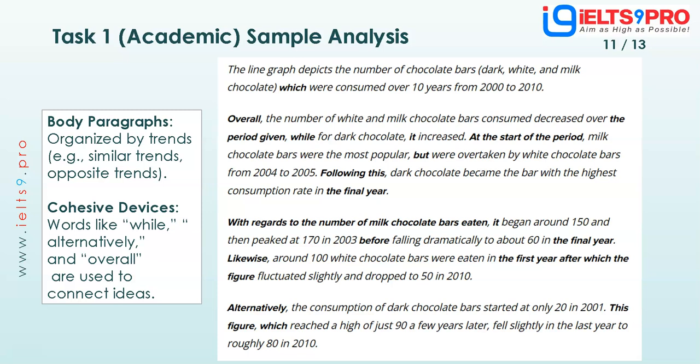Overall, period given, while it increased at the start of a period, but. So we've got all these different ones here. We've got pronouns as a substitute, you've got contrast words, you've got sequencing words, final year, so you don't have to keep saying 2010 or whichever year. With regards to, it, before, alternatively. Okay, so you can see all these cohesive devices are all used to connect your ideas.